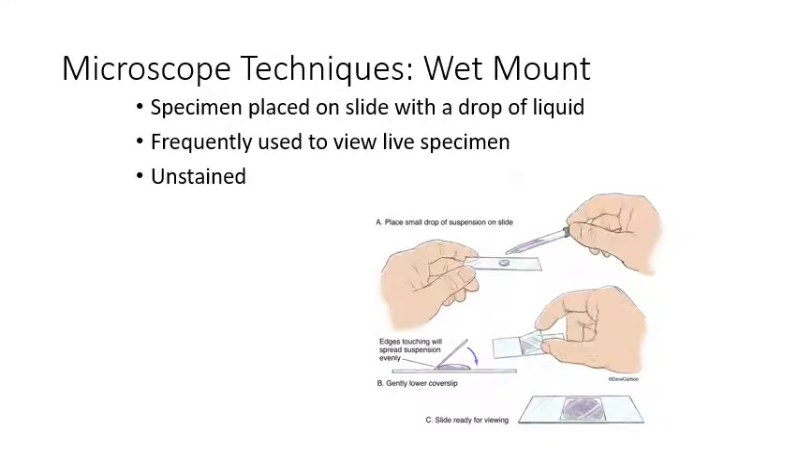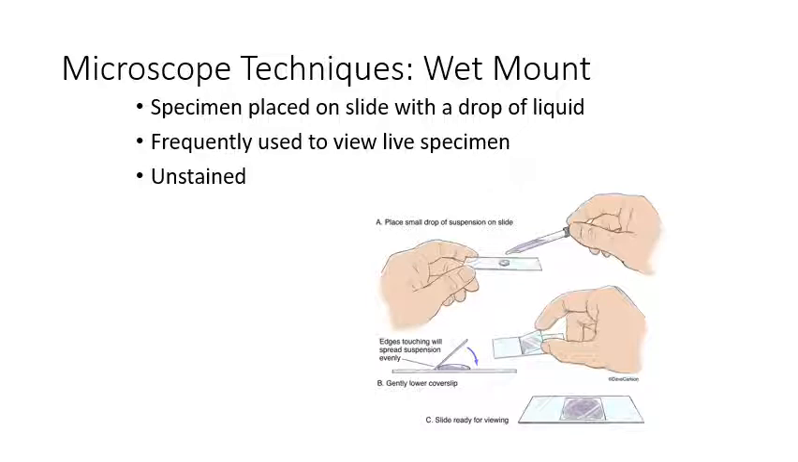Okay, so let's get into a few different microscope techniques. So this first one is a wet mount. So a wet mount means basically just putting a specimen on a slide with a drop of liquid. So this could be a drop of pond water that you get from outside, and it's going to have different critters swimming around in it. Once you put that drop on your slide, then you would cover it with a cover slip and look at it under the microscope.